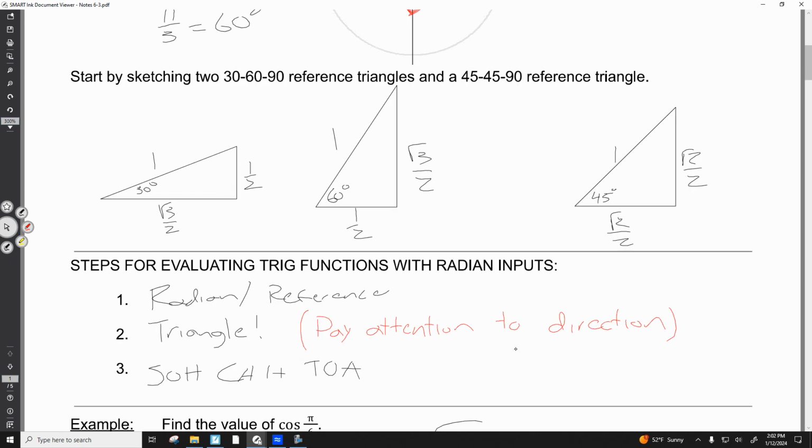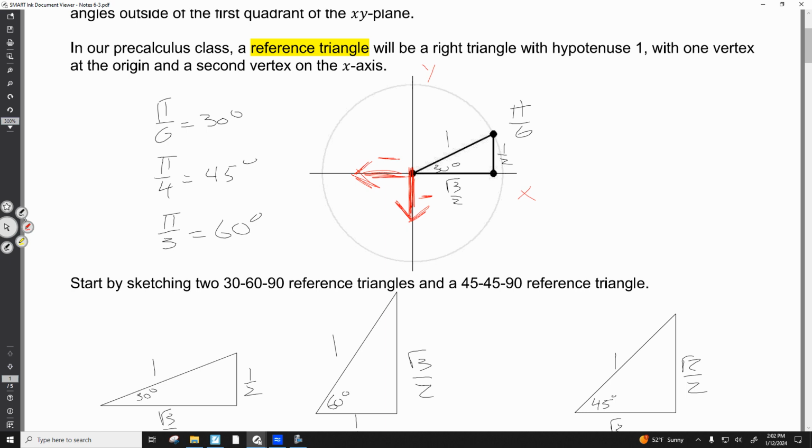Pay attention to direction for everything except for the radius. My radius is always positive. Radius is always going to be a positive distance coming from the origin. In the future, we will be talking about a negative radius.